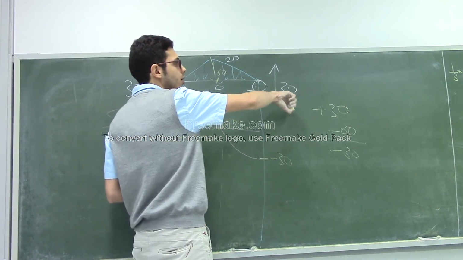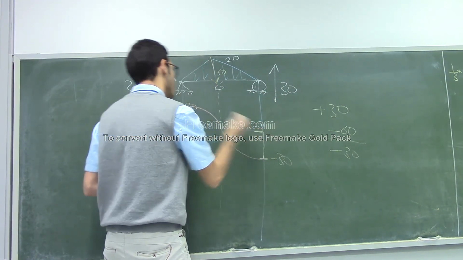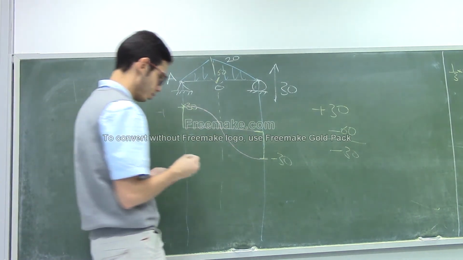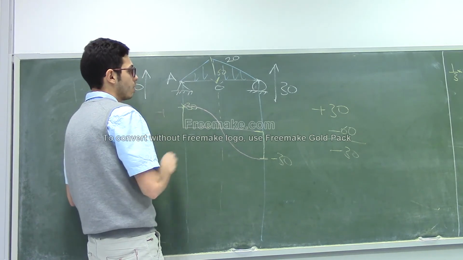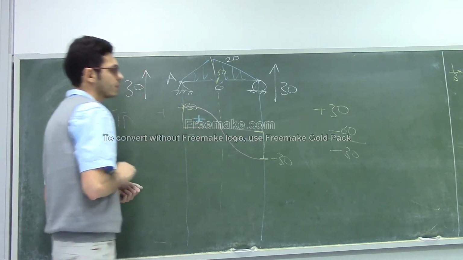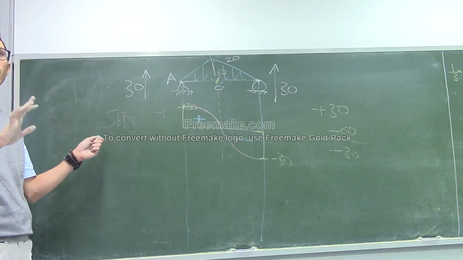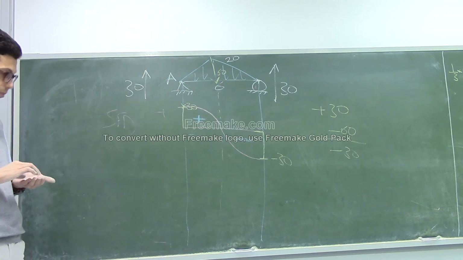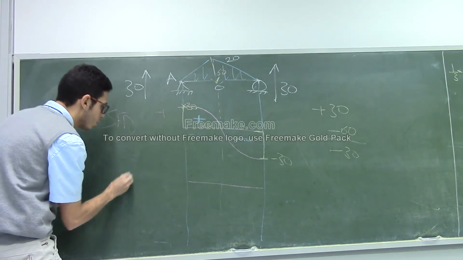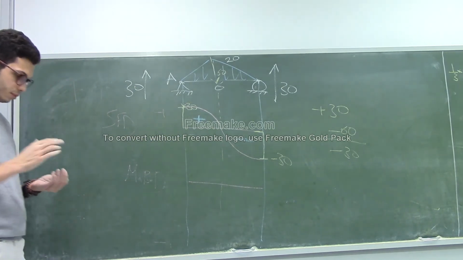Okay, now there's a 30 upward, so please go up, and we end with the 0. Okay? It's very simple. So, it's a positive area, and this one is a negative area. Until here, everything is okay. I think it's easy, right? Okay. Now, let's move to the moment bending diagram. Okay?